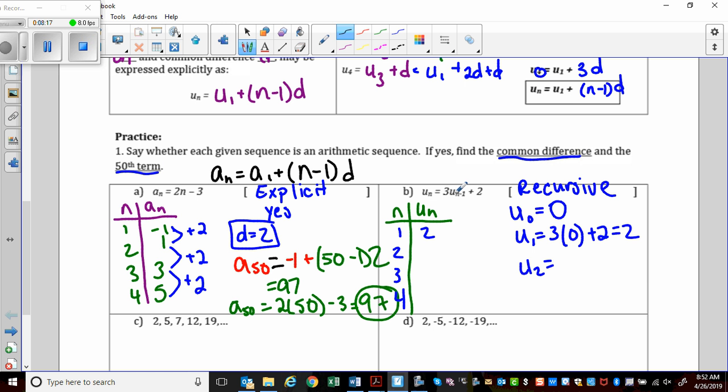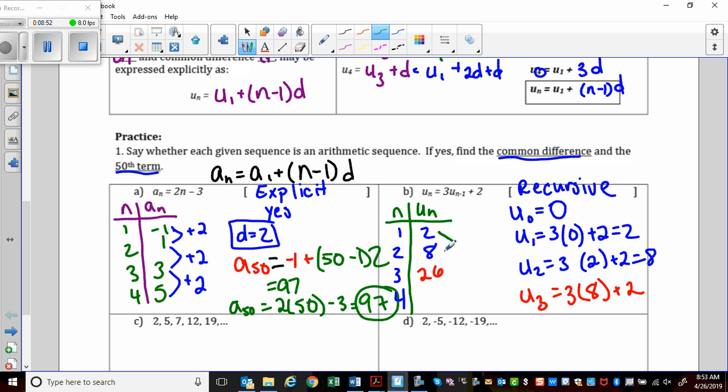So this is the one before it, so 3 times 2 plus 2 is 8. And then u sub 3, we need at least 3 to find out if it has a common difference. So u sub 3 is 3 times the one before it, which was 8, and then plus 2. And this is 26. Uh-oh.